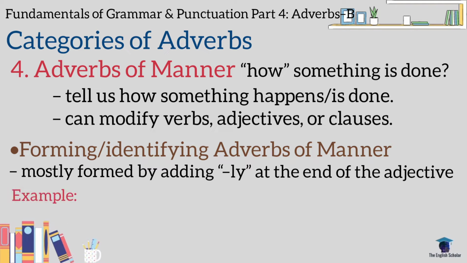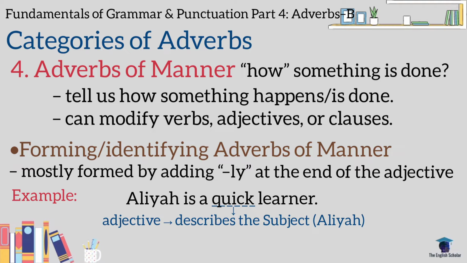For example, we have the sentence, Aliyah is a quick learner. The word quick here is an adjective. An adjective is any word that is used to describe something. It makes any sentence even more beautiful and more meaningful, just like a flower on a lady's headdress. So we have the sentence, Aliyah is a quick learner. In this sentence, we used an adjective, the word quick. It is used in the sentence to describe our subject, Aliyah.